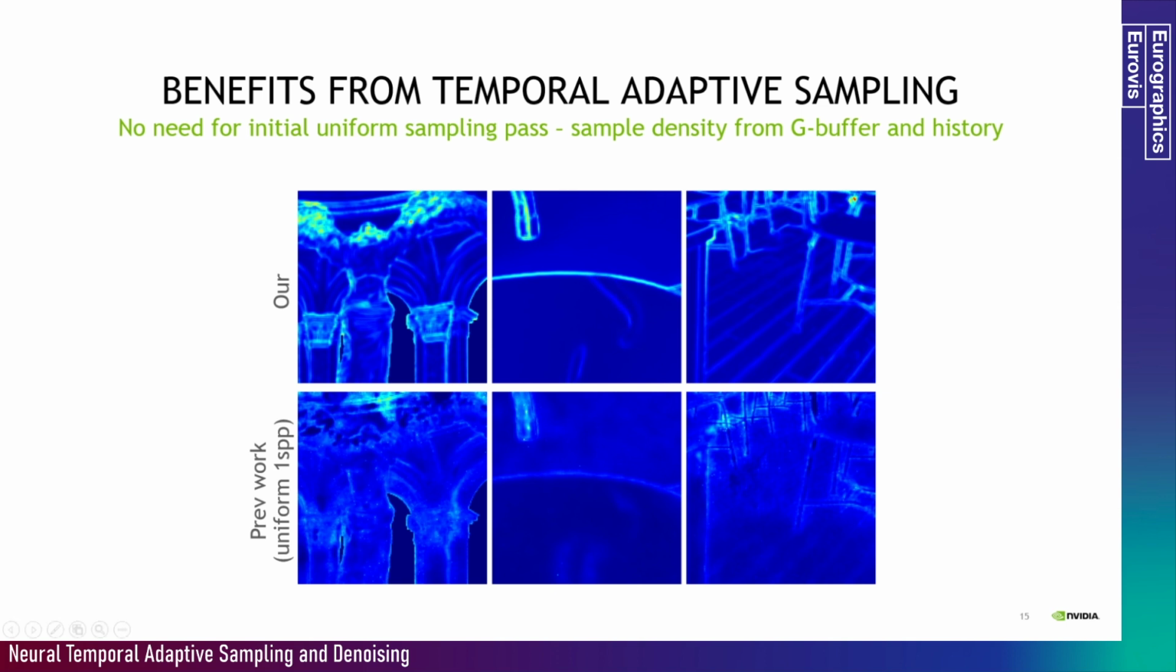And if you compare this to previous work, Kuznetsov et al., which used a one sample per pixel uniform initial sampling pass, you can see that the noise of the initial samples really hurt the quality of the sample map.